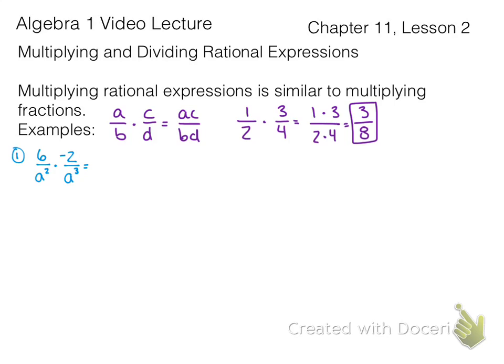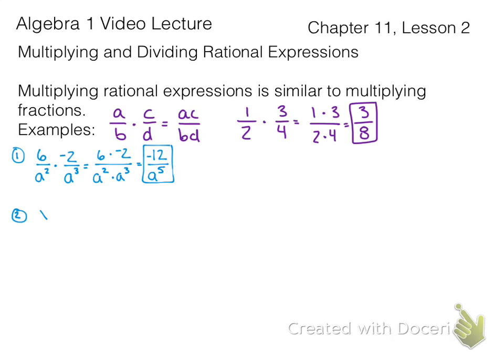So let's look at our first real example. 6 over a to the second times negative 2 over a to the third. We're going to do it just like we do with regular multiplying fractions. It's going to be 6 times negative 2 over a to the second times a to the third. Simplify the top, simplify the bottom, and then divide if possible. So it'd be negative 12 over a to the fifth. And that's it. You can't simplify it. That's your final answer.